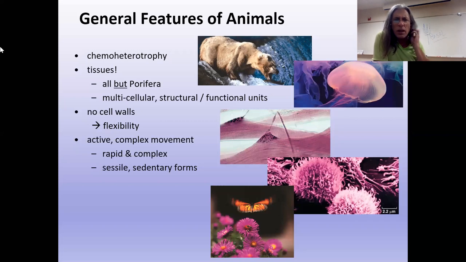If you look on the right, obviously that's a bear at the top, but the jellyfish is just below it. A jellyfish has tissues, and it has more tissue characteristics than a sponge. A sponge is just a bunch of cells sticking together, almost like biofilms, colonies, and multicellular protozoans. Remember, brown algae is one of those. But jellyfish go a little bit further. We don't really get into tissues until these multicellular things become really specialized structural and functional units.